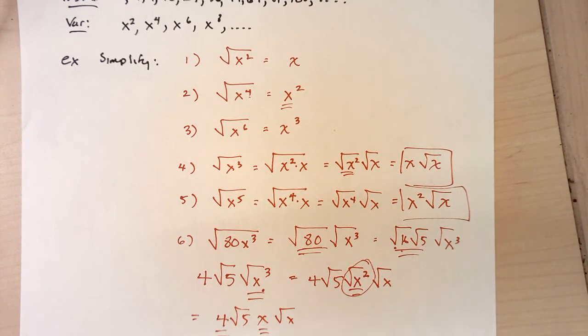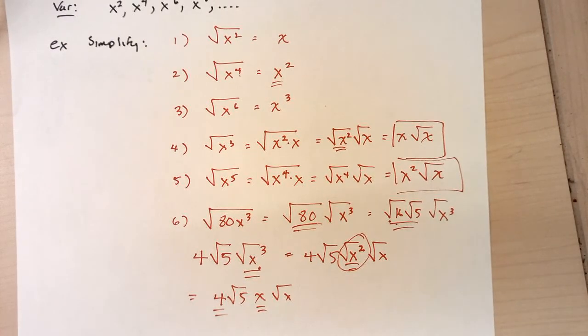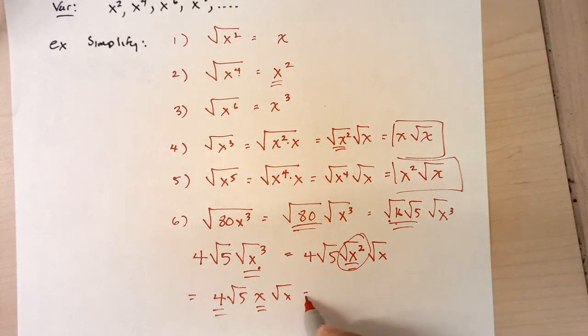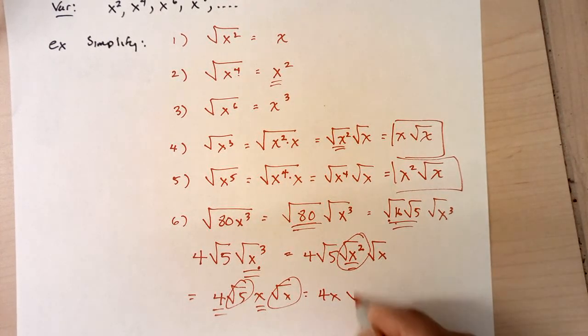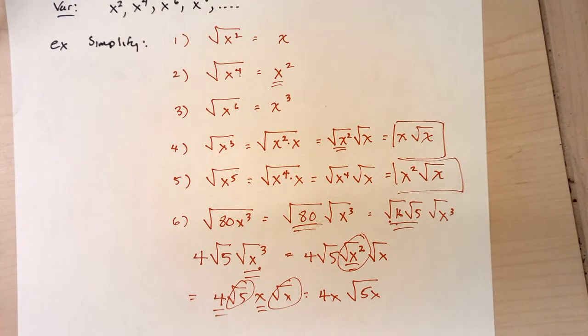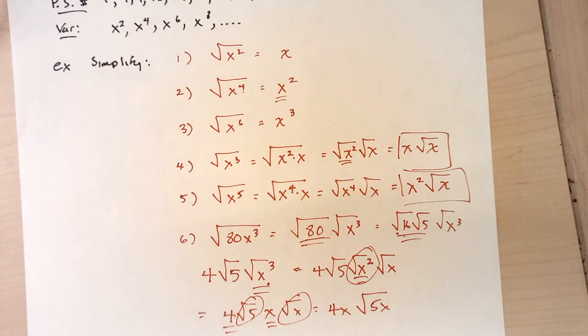Here are the two things that are outside of the radical, not underneath the radical anymore. So I'm going to combine them, 4x. These two items right here, the 5 and the x, are both underneath the radical, so you combine them to just one radical. 4x square root of 5x is what it should simplify to.